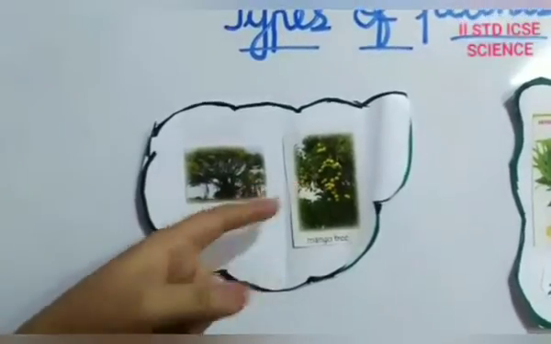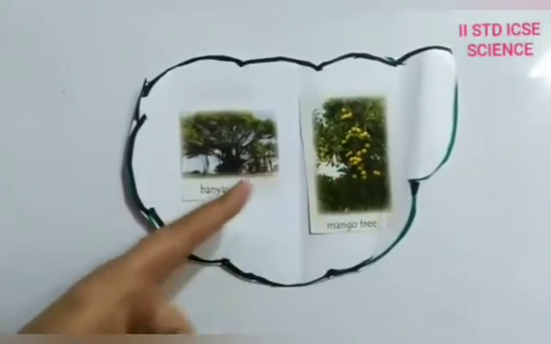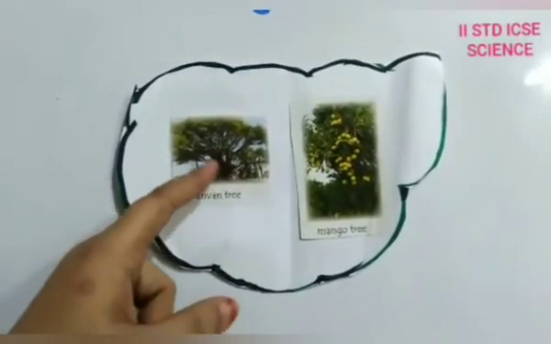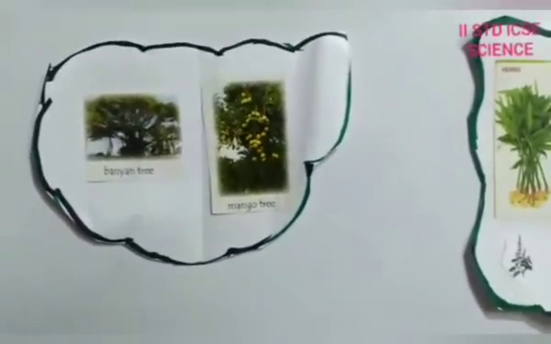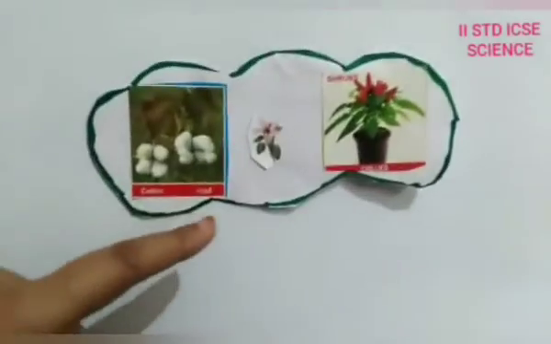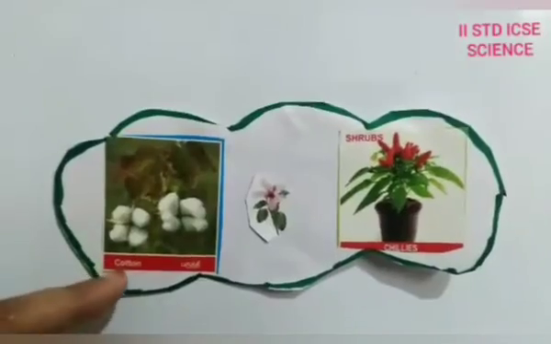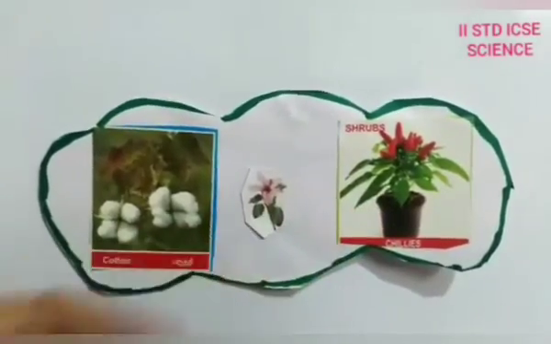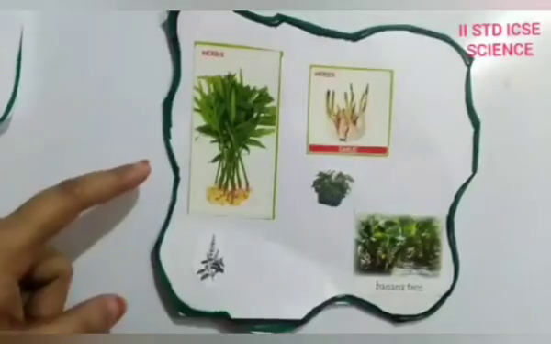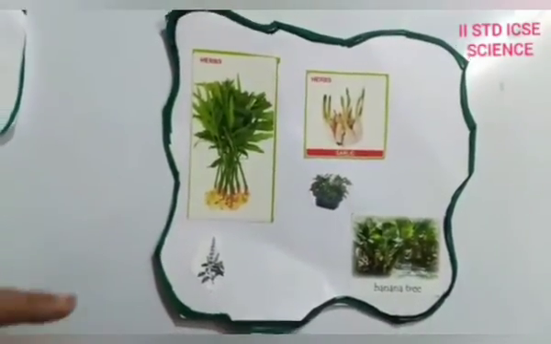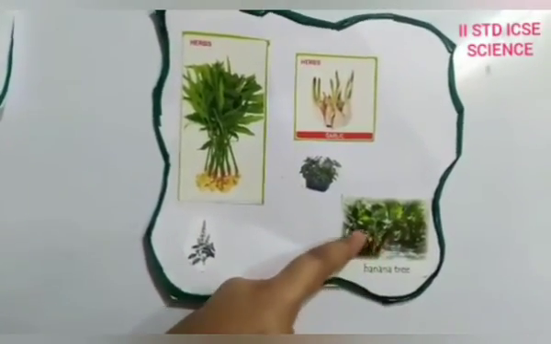Trees are tall plants with strong and woody stem. You can see here mango tree and banyan tree. They have thick woody stems. Next one, shrub. Shrubs are small plants with bushy and thick stems. Example, cotton, hibiscus and chilies. You can see they are small plants but they have woody stems. Next one, herbs. Herbs are small plants with thin stems. And you know, banana tree is the largest herb in the world.